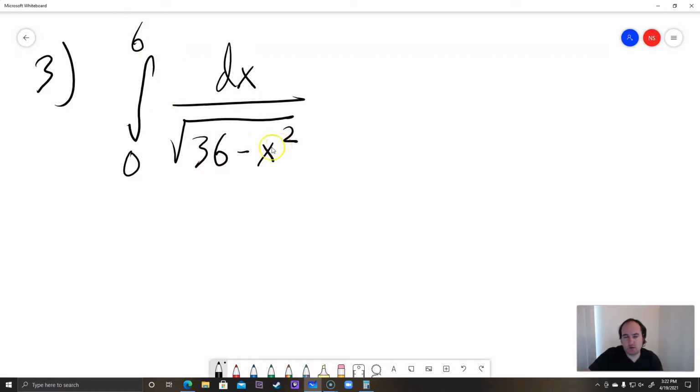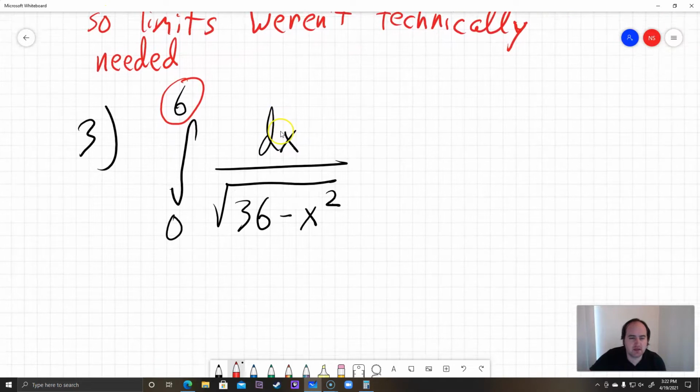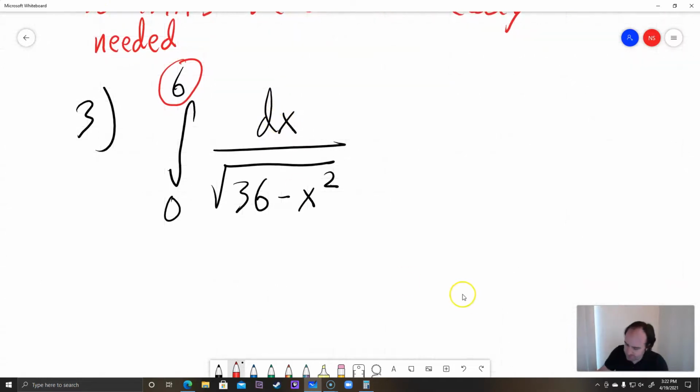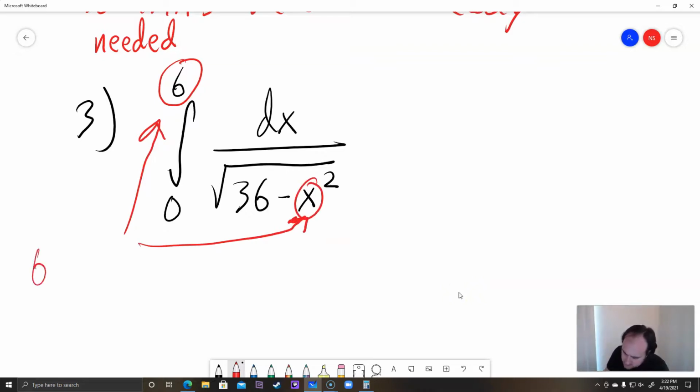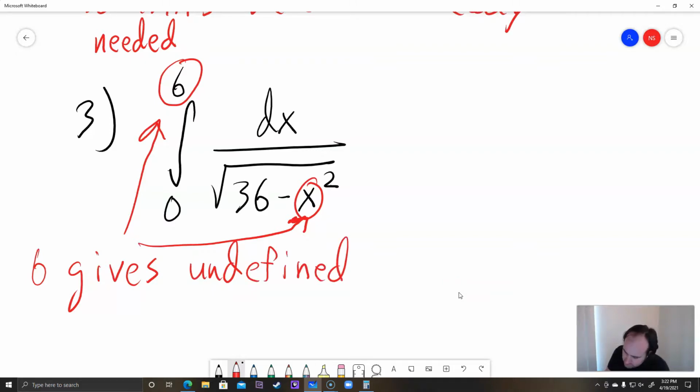Alright, so here, doing it the limits way, we can see that if we plug in 6 into this function, we're going to end up dividing by 0. Okay? So plugging in 6 is actually going to give us undefined. If we plug that in for x, 6 gives undefined. Okay? So the correct way to do it is with a limit.